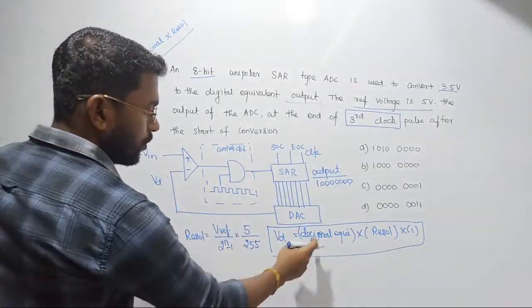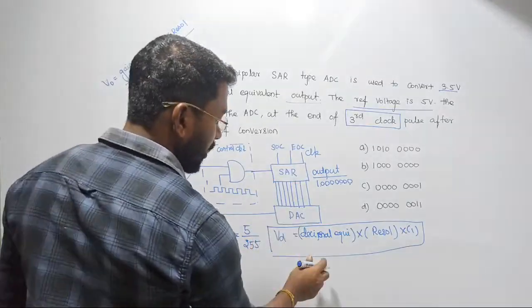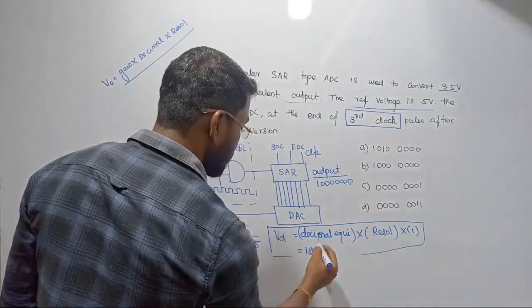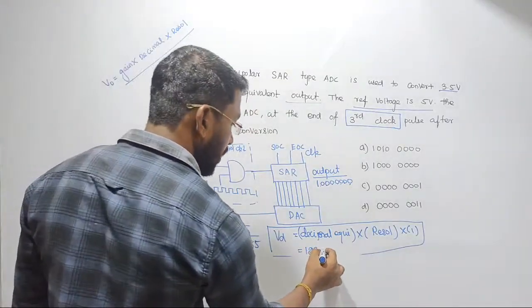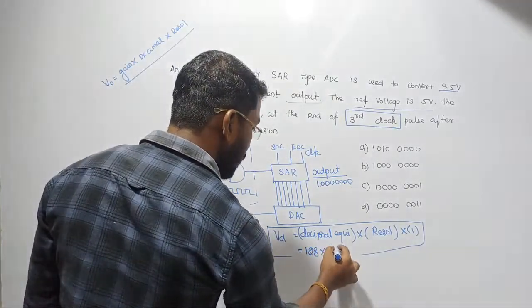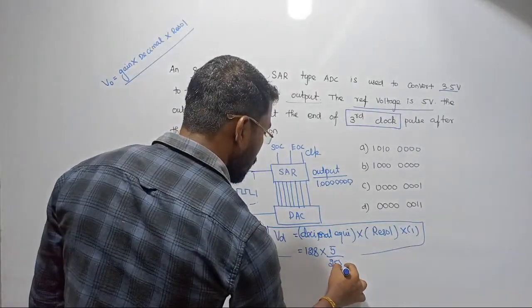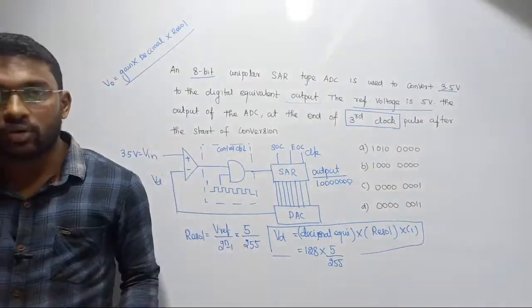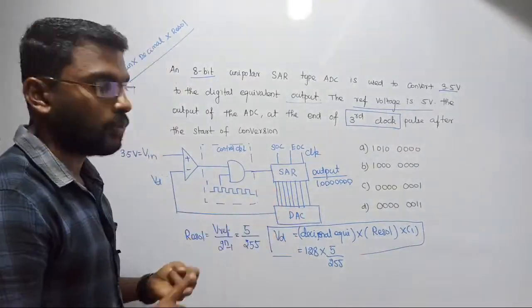So now you can transform. The decimal equivalent is 128. Now you can simply do the operation, right? So this is going to be 128. In the first clock, when you give it, we are receiving 128 into resolution, which is reference voltage upon 255. You please do the conversion. Don't forget this procedure that I am giving here. If the reference voltage is given, then this is the way that you have to approach.